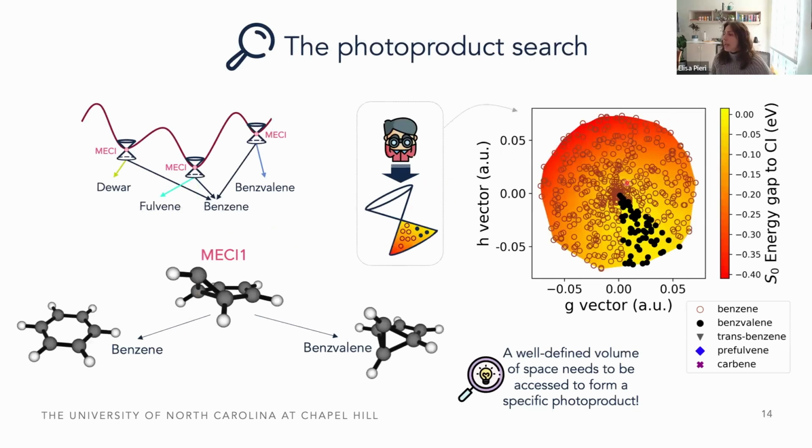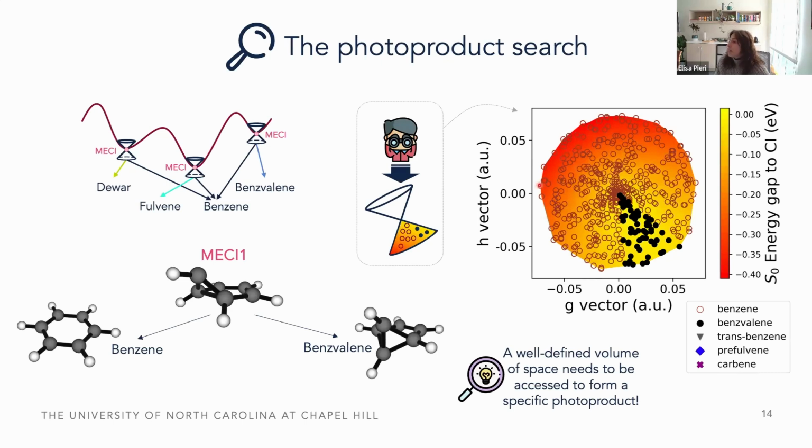So what you're looking at here is the lower portion of the cone. It's color-coded according to its energy. So if you see a region that is more yellow, it means that the cone is tilted a little bit, and that yellow part is closer to you, is higher in energy. All of the circles that are in dark red and are empty, when you start an optimization on the ground state from those points, they lead you to benzene.